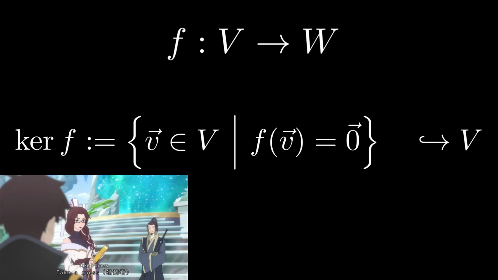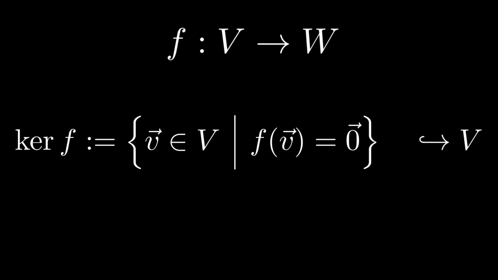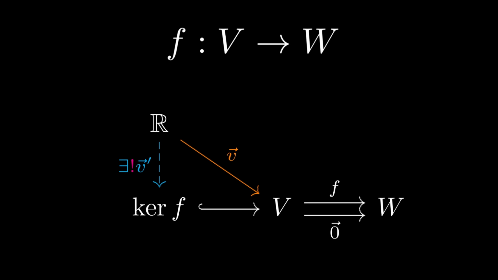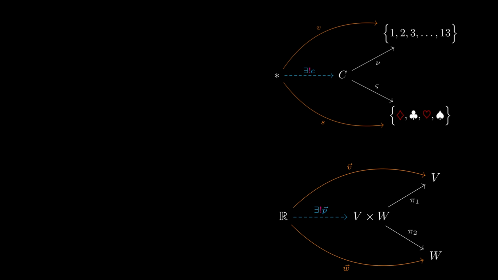Take a guess. Since this space is determined by an equation, namely that f of V equals 0, we can describe this space as a diagram, realizing the kernel as an equalizer of f and 0. Although the constructions of limits over sets and over vector spaces are similar, you might find it unsettling that the set-theoretic constructions use the singleton set star, whereas the linear algebraic constructions use the one-dimensional vector space R.